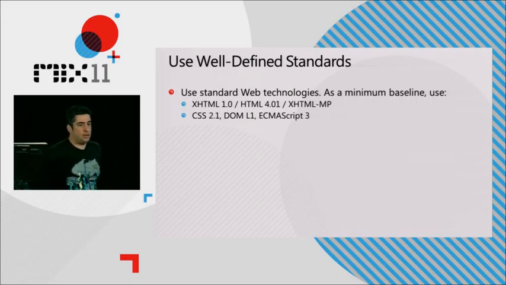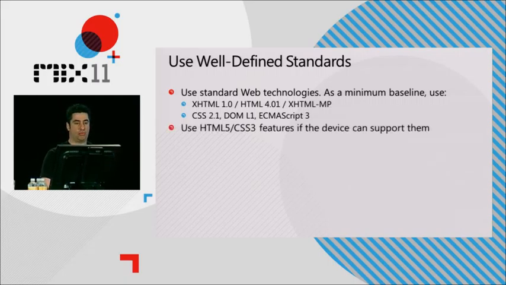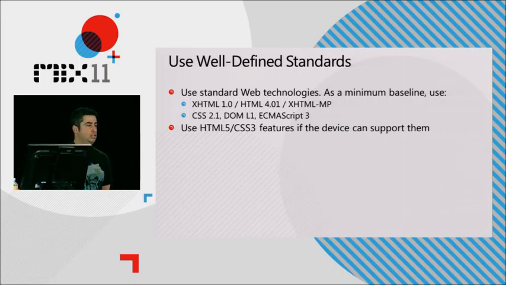Use well-defined standards. Most modern browsers on phones today support really good web standards. At a minimum, you should be using things like XHTML 1, HTML 4.01, or XHTML Mobile Profile. CSS 2.1 is widely implemented along with DOM and ECMAScript 3. If the phone supports HTML5 and CSS3, you can certainly implement those features. There are really great tools to help you do this, things like Modernizr, which we're now shipping with our tool set.